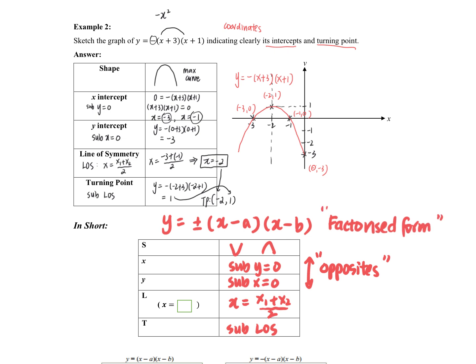But if it's not factorized form, can I divide out? That means extract it out. You can, but if you can't factorize, it's complete the square. The top one.